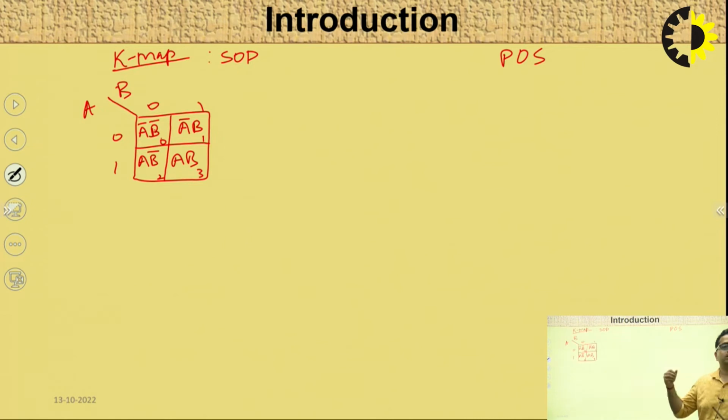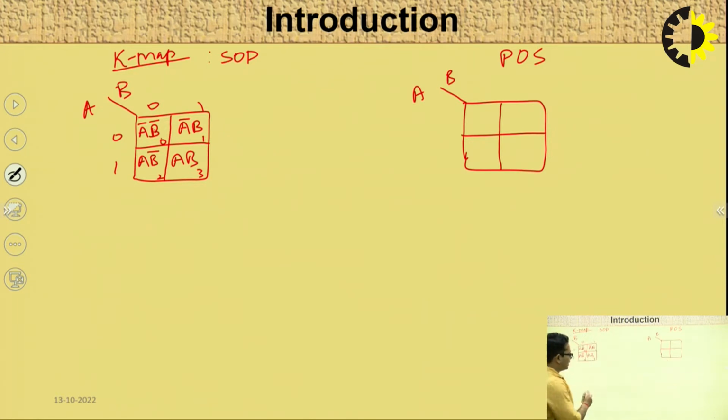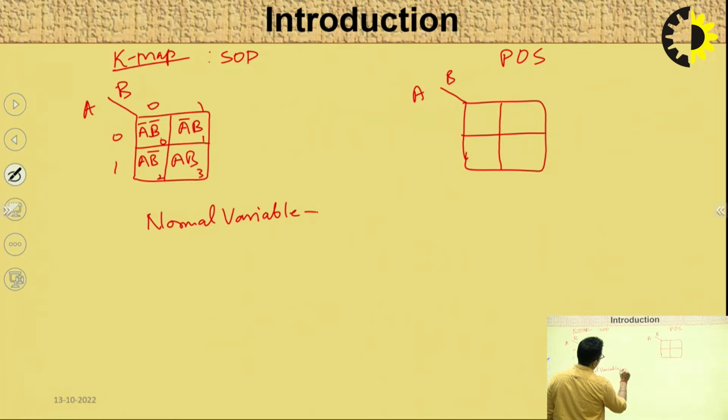If you are talking about the sum of product form, on the other side we are having the product of sum. How we are going to fill the cells of a K-map in the product of sum is just the opposite of the SOP. In SOP, the normal variable is represented by 1 and the complemented variable is represented by 0.